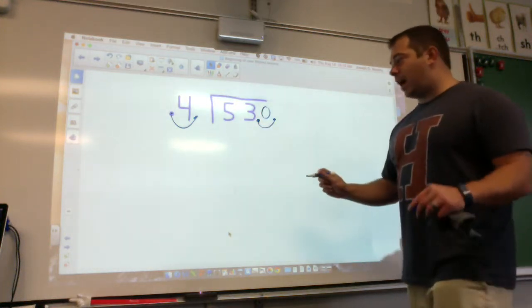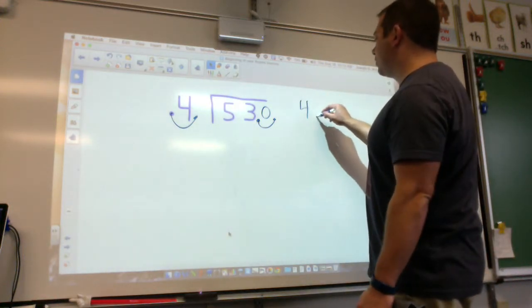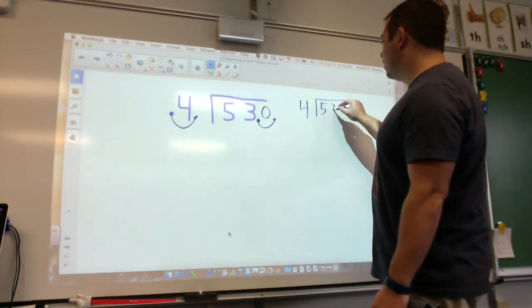So as I rewrite this problem, 4 is my whole number. Let me rewrite it up here. 4 is my whole number. How many times can it go into 530?